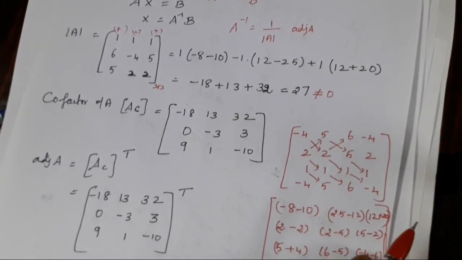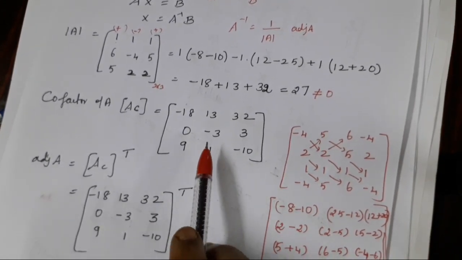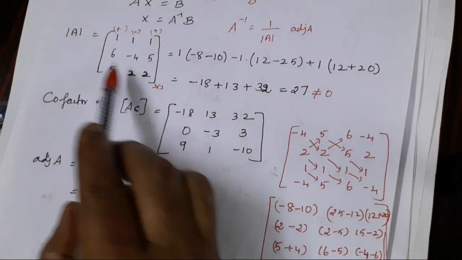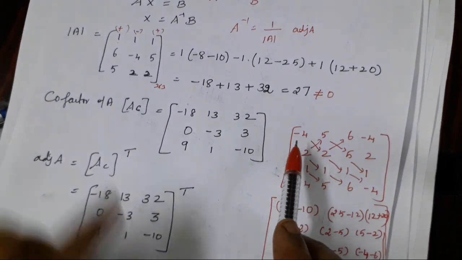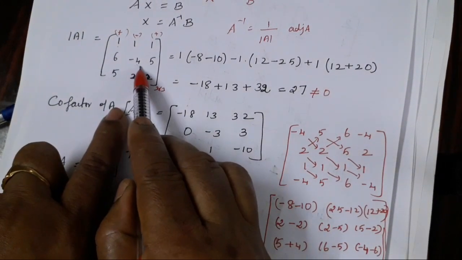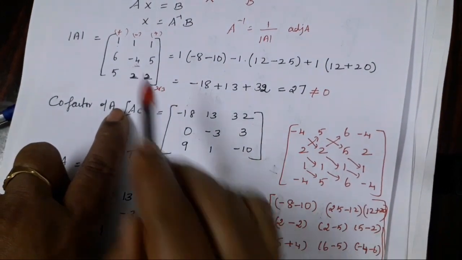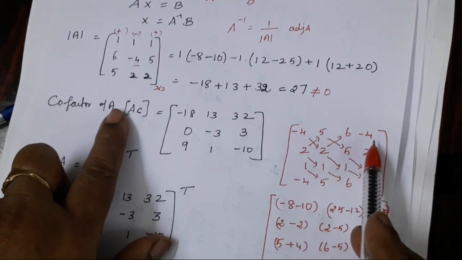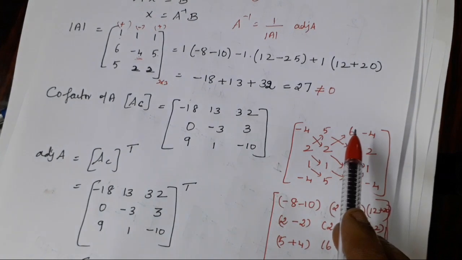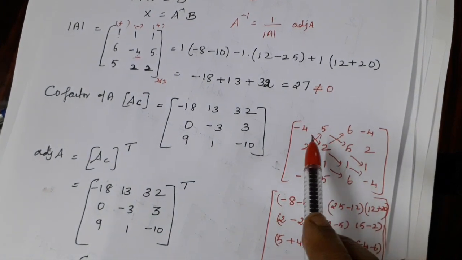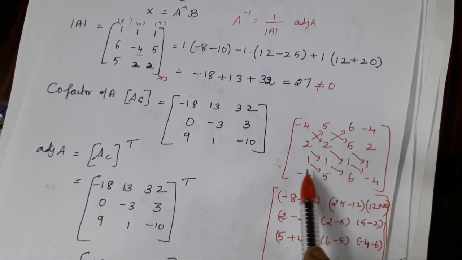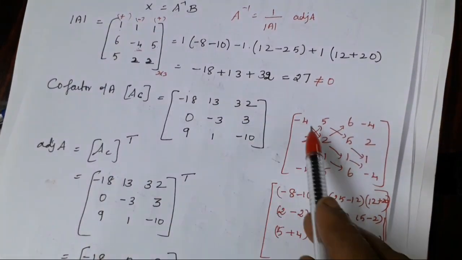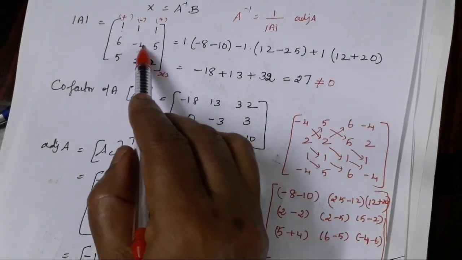Now listen, I will teach one more easy method to find the cofactor. Take the determinant question, starting from minus 4, the middle number of the first row: minus 4, 5, 6, minus 4. Otherwise you can use the minor method to find the cofactor, but here we follow one more method.